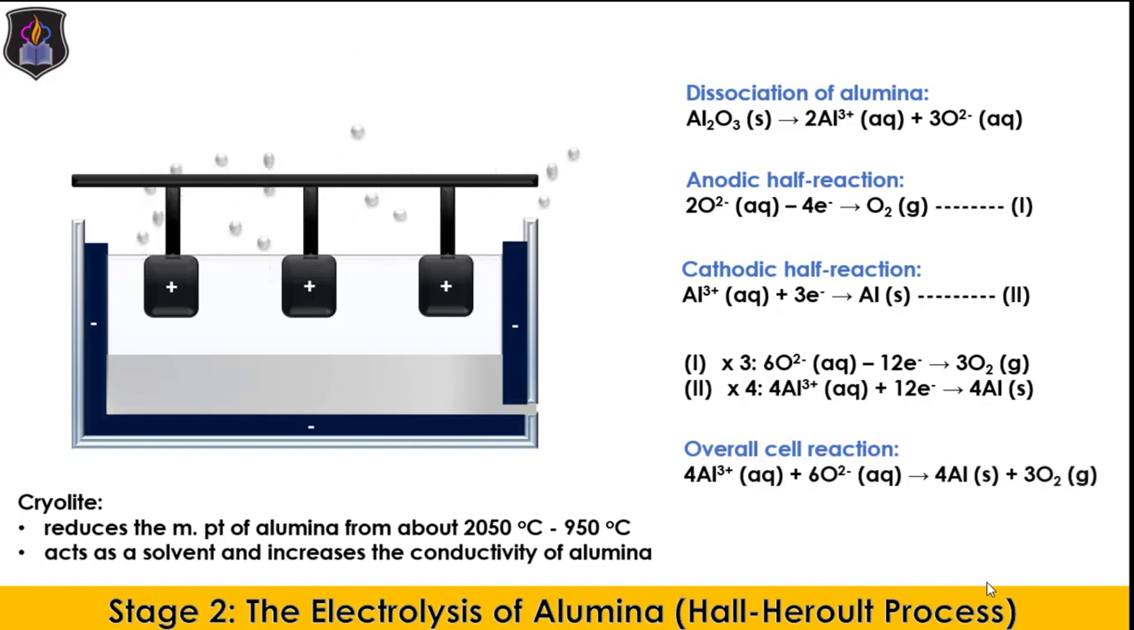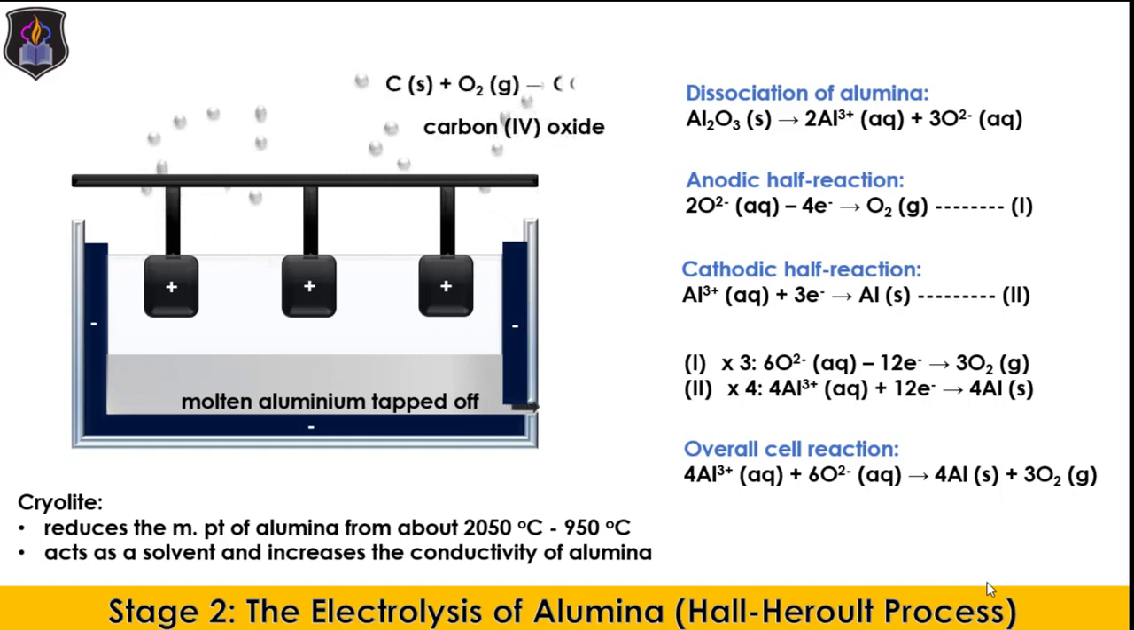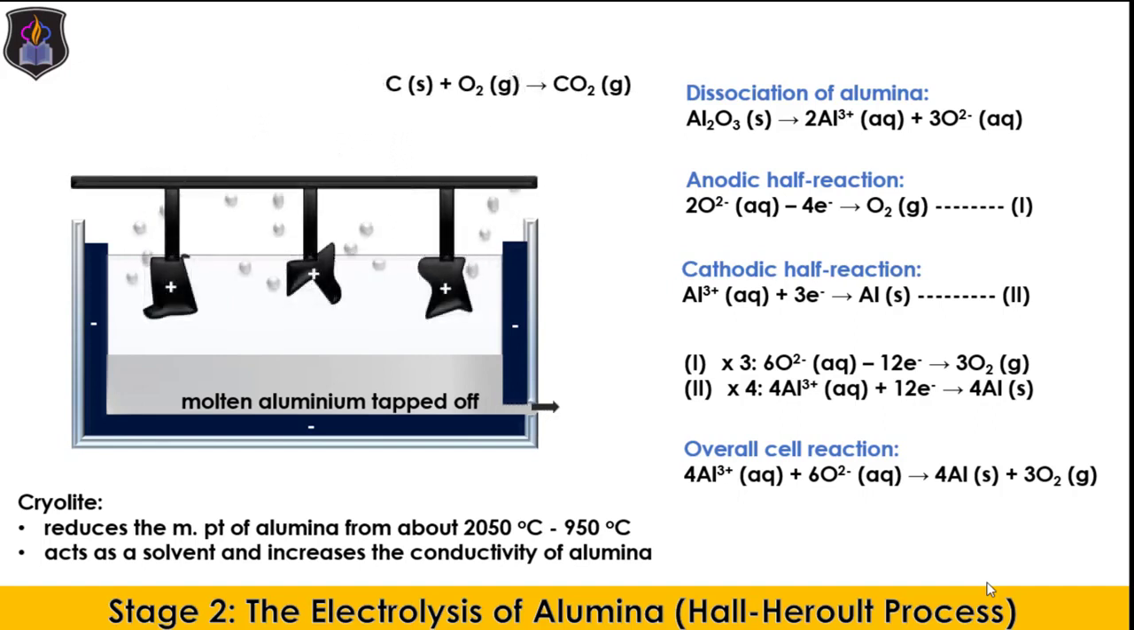After a while, the molten aluminum is tapped off and poured into molds and allowed to cool. Meanwhile, the oxygen gas liberated at the anode reacts with the carbon graphite to form carbon(IV) oxide, and after a period of time, the anode wears off and has to be replaced regularly. This is a major challenge in the extraction process. It is expensive and adds to the overall cost of the process.